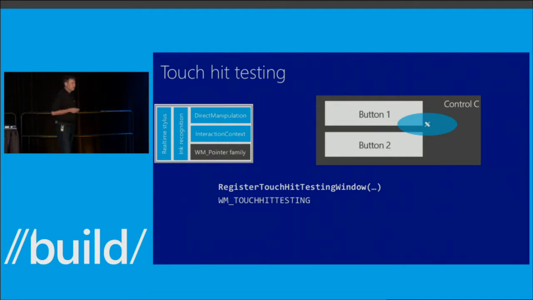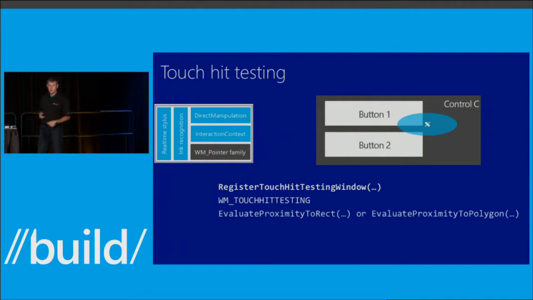Once you have that list, you want to go through the Z order. Anything that's further back in the Z order, you want to discard so that we're really looking at the controls in the foreground. Now that we've done that, that will eliminate Control-C. So we've got button 1 and button 2. And what's left is we need to evaluate which control is closer in proximity to that contact. And we're going to do that by using these two API calls: EvaluateProximityToRect, or you can use EvaluateProximityToPolygon.